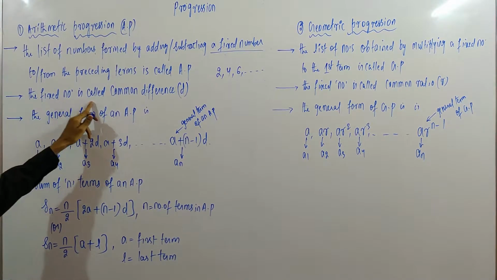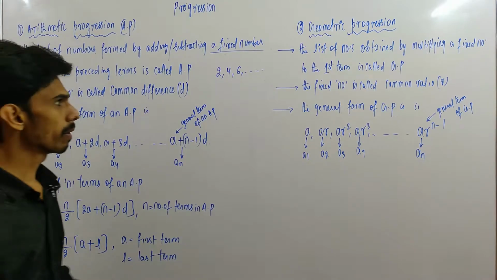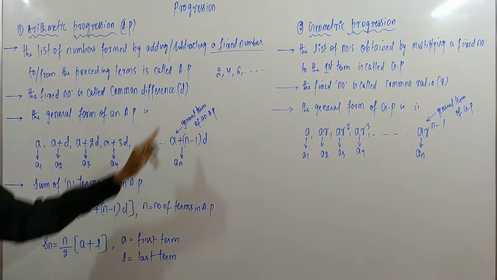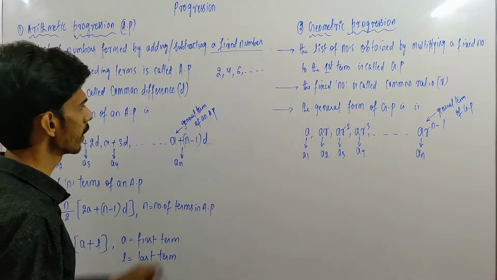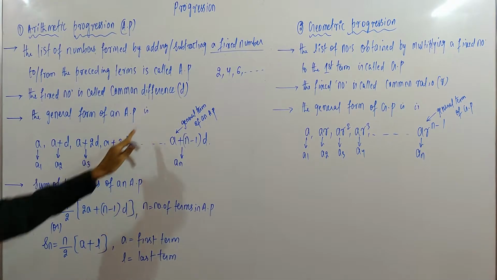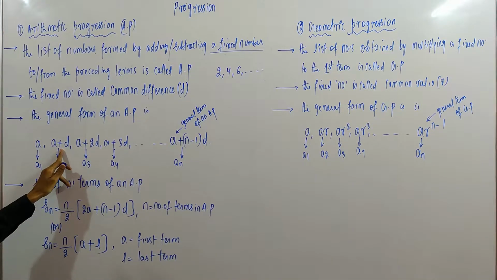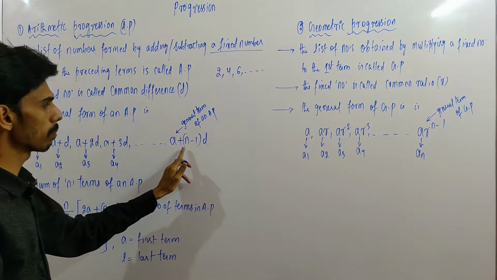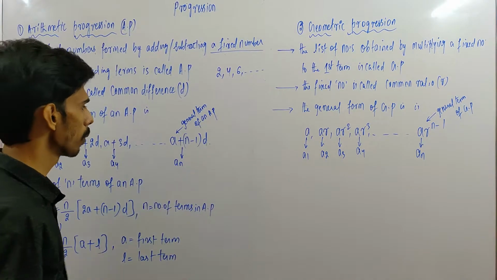The fixed number is called the common difference. The number which is fixed is called the common difference. It is denoted by small letter d. Now the general form of an arithmetic progression is a, a plus d, a plus 2d, a plus 3d, and so on up to a plus n minus 1 into d.